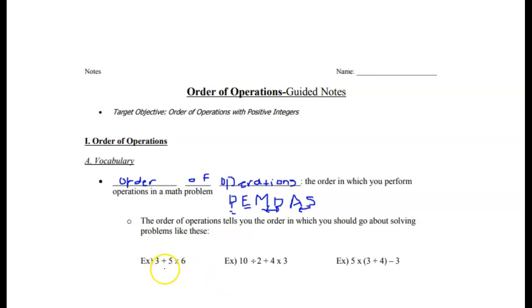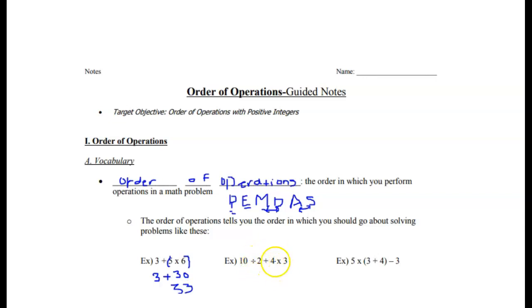If I'm using PEMDAS, that means I need to do the multiplication first. So I'm taking 5 times 6, which is 30, and I'm adding that to 3. So if we do this with some order, we all get the same answer, 33.